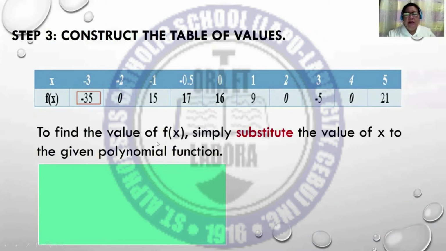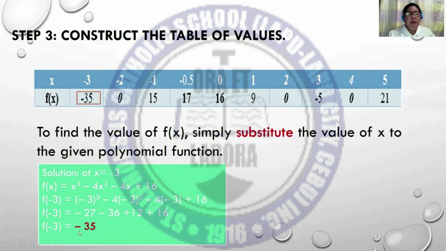To find the value of f of x, simply substitute the value of x to the given polynomial function. For example, x equivalent to negative 3. So, you have to substitute negative 3 to x, and you take the cube. Here, change x to negative 3, and then you square. And then, negative 3 to x. And then, simplify. So, you have negative 27, negative 36, positive 12, positive 16. Which will give you a result of negative 35. That is why it's negative 35 here. For the other solutions, you can do it yourself.